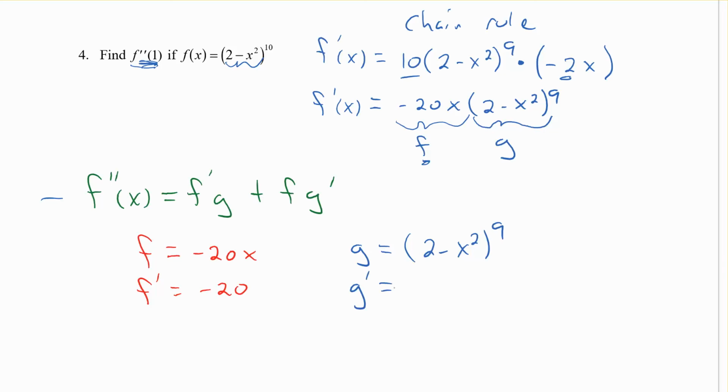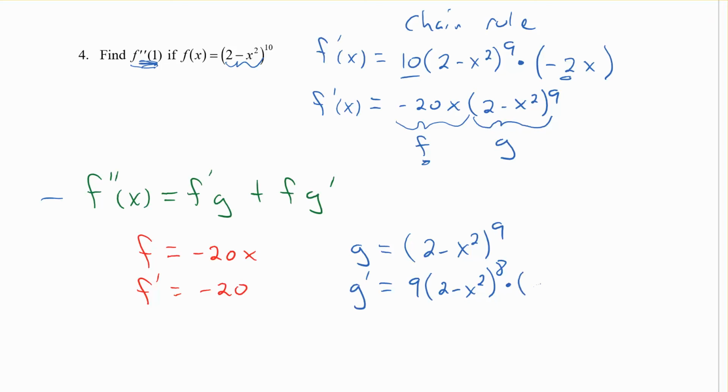So g prime, the derivative of the function g there. We have to do the chain rule, right? We've got an exponent there, so that's going to be a long one. It's going to be 9 times 2 minus x squared to the 8, and then you have to multiply by the derivative of the inside, that inside function.